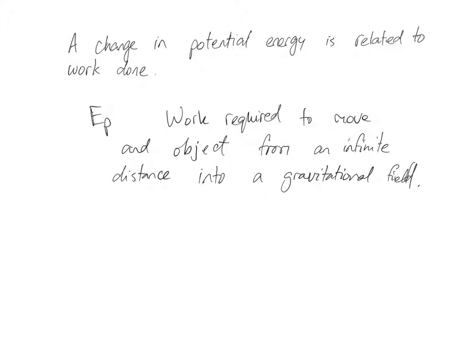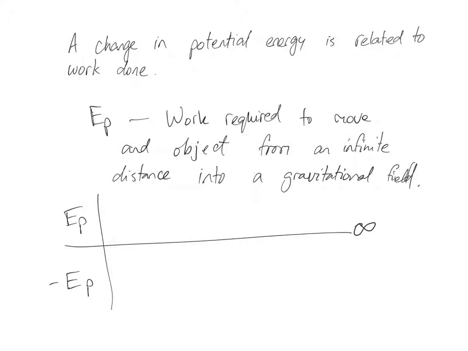So work has to be done to bring an object into a gravitational field. You're pushing it or moving it over a distance, so that's work. And we have this graph that explains things quite nicely. At an infinite distance, our potential energy, and our negative potential energy, is on the vertical scale. On the horizontal scale, we have distance.